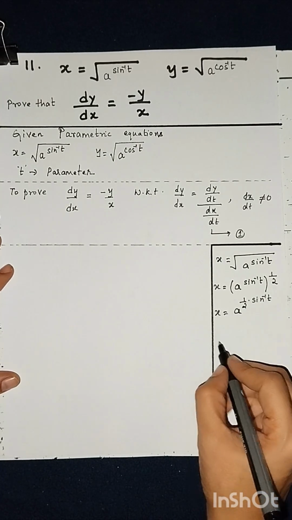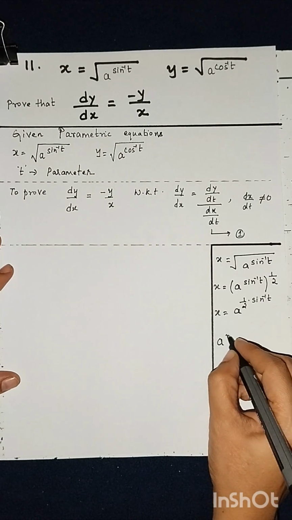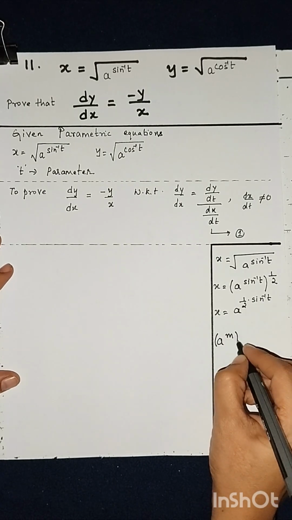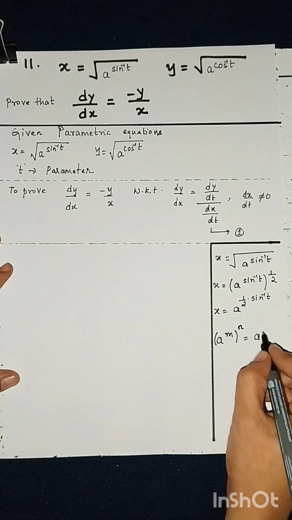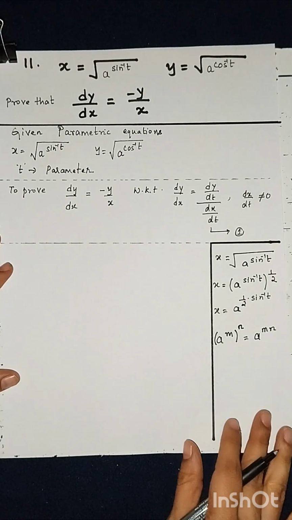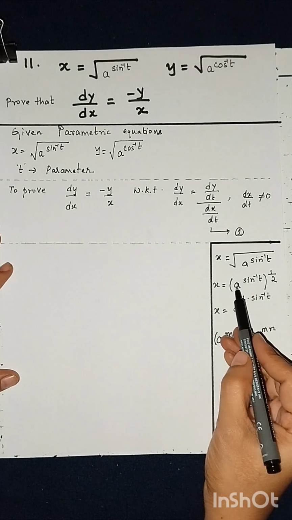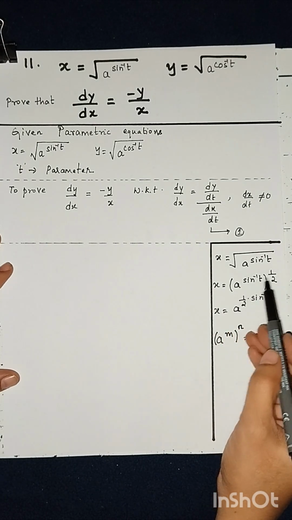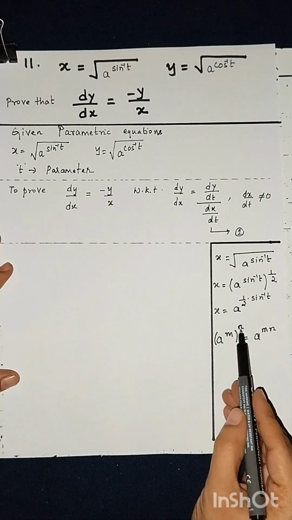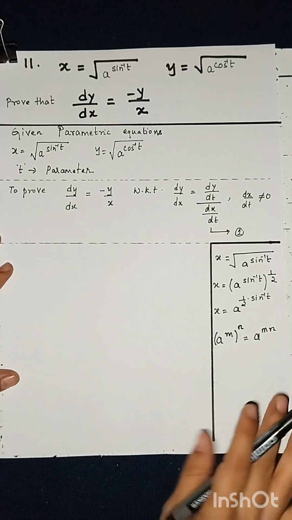So how did we get it? From the law of exponents, a to the power m, and again if it is raised to the power n, we will write a to the power mn. So this is raised to an exponent and it is again raised to a power, so we can multiply these two.